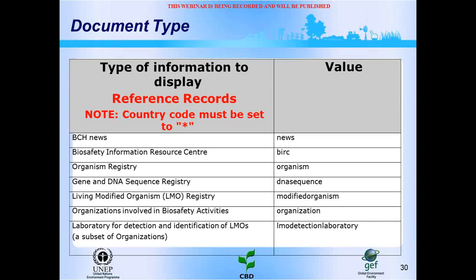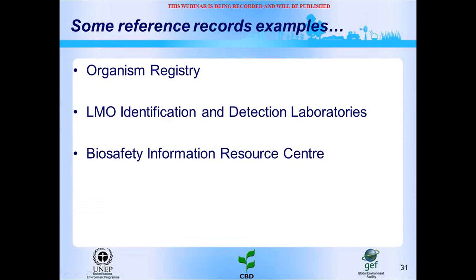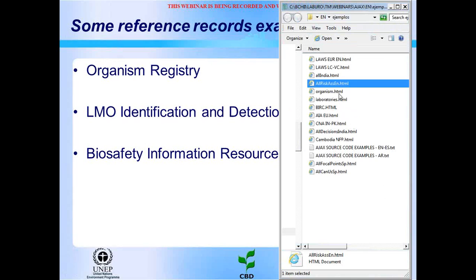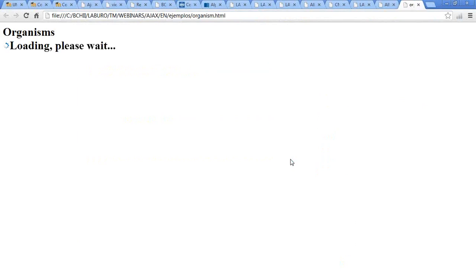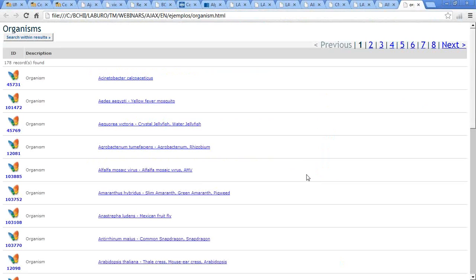Let's see, for example, maybe we are an academic or researcher, and we want to search the BCH for organism or DNA sequences. Let's see how it looks. We could, for example, search the organism, and we get a list of organisms.